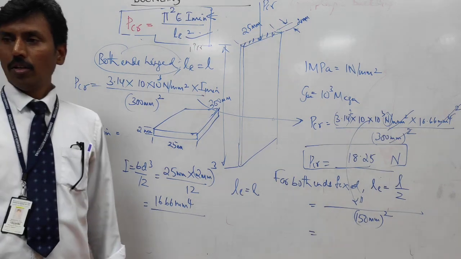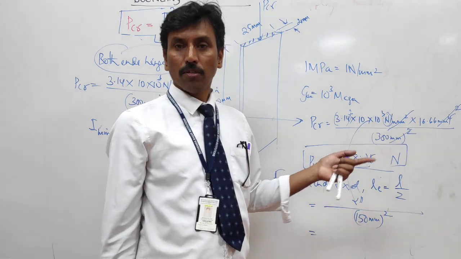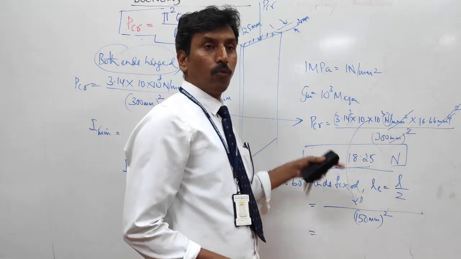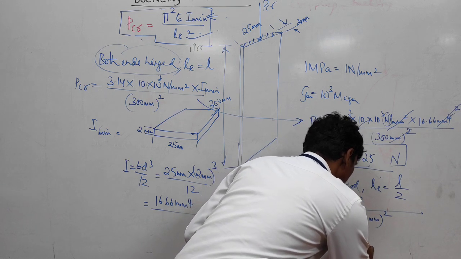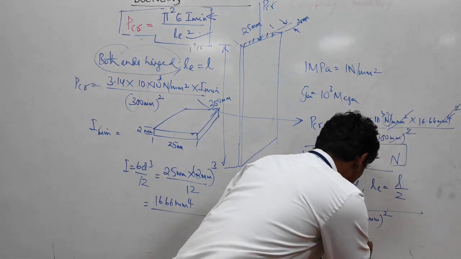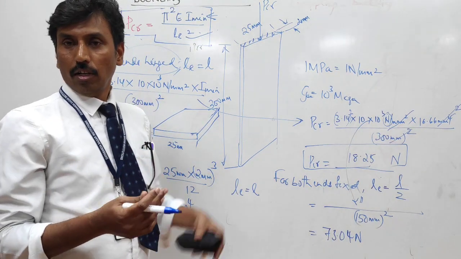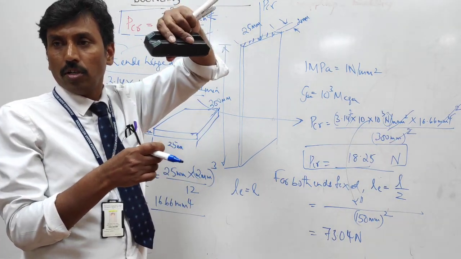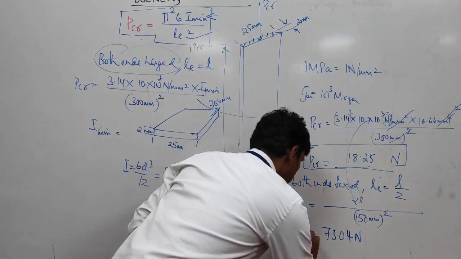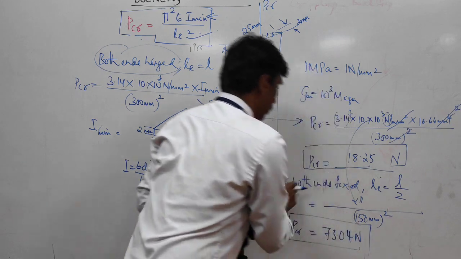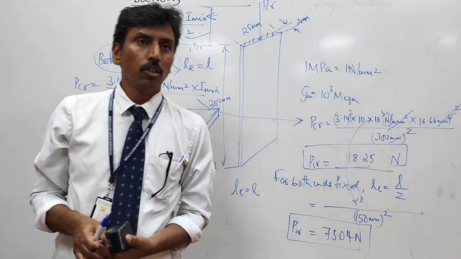Anybody got the answer? So then it almost increases by 4 times. 73.04 newtons, that means now it can hold 7.3 kgs. If you are holding the scale on both sides, then its capacity to take load increases by almost 4 times. So this is PCR when both ends are fixed. Like this you can solve numericals.